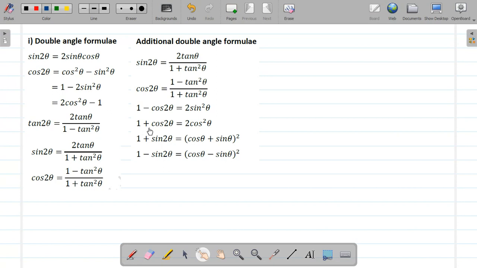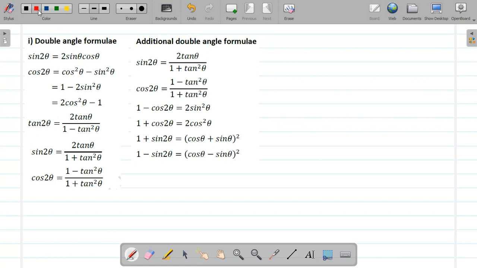Similarly, we get 1 plus cos 2 theta is equal to 2 cos square theta, and the other two are 1 plus sin 2 theta is equal to (cos theta plus sin theta) whole square, and 1 minus sin 2 theta is equal to (cos theta minus sin theta) whole square. So these are also important formulae. Now today we are going to discuss the half angle formulae. Okay, our concept is multiple angle, trigonometric functions of multiple angle.